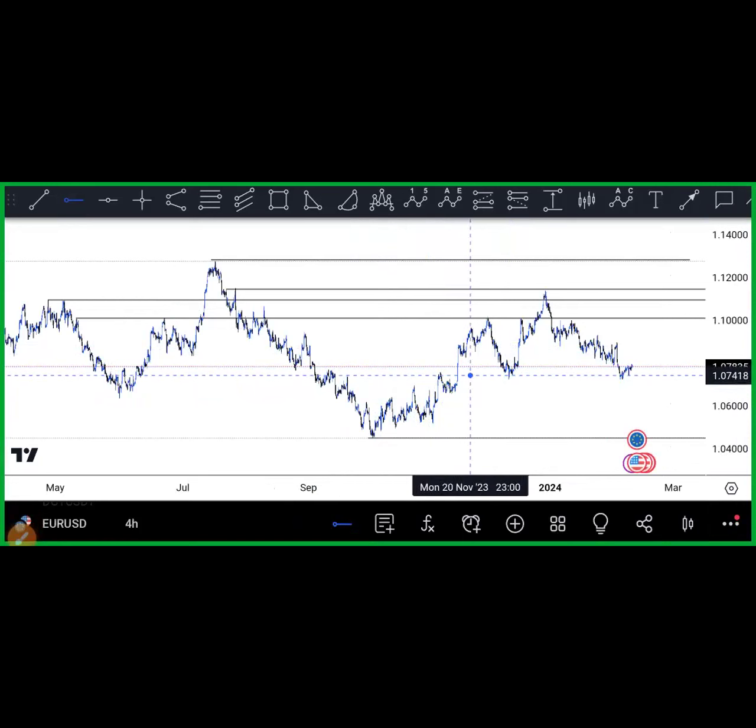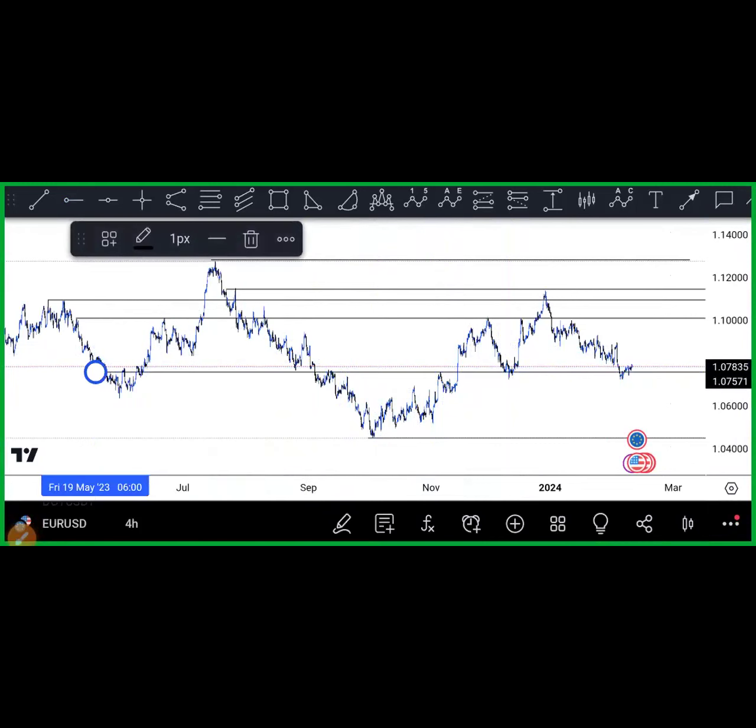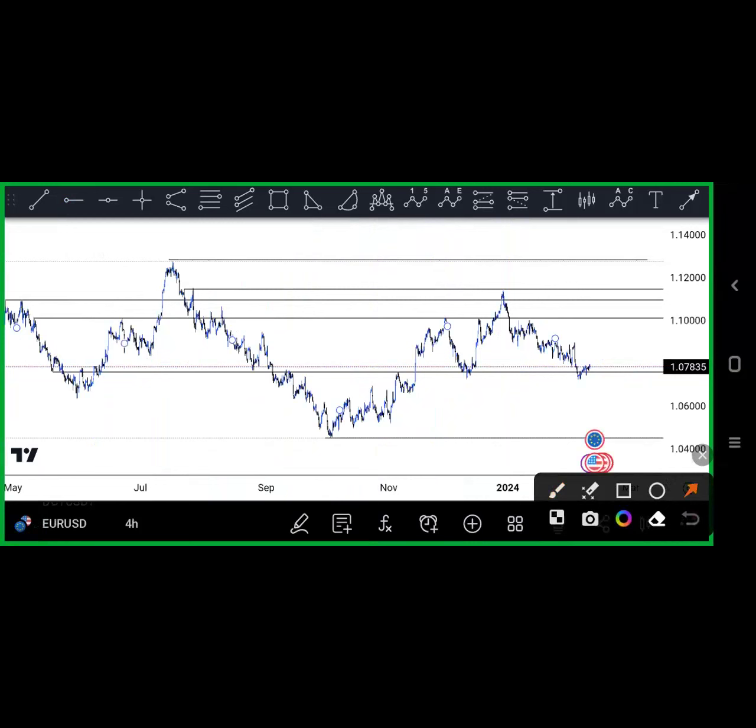You can see the support forming this resistance here. Can you see it? You can see this support too. Now, what do you notice? You notice that the market was respecting what? Support at this point to form this resistance here.